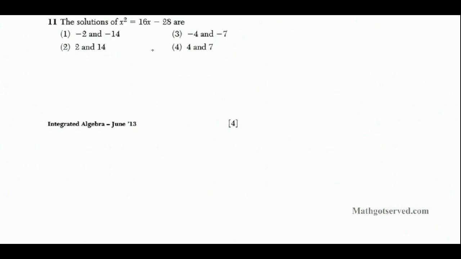All right, let's take a look at question 11. It says the solutions of x squared equals 16x minus 28 are. Now, there are two ways we can solve this problem. First method, we can plug in the solutions and see which one creates a true statement. And the second method is by factoring this quadratic equation we have here after putting it in standard form. Okay, so I'm going to go ahead and show you both methods.